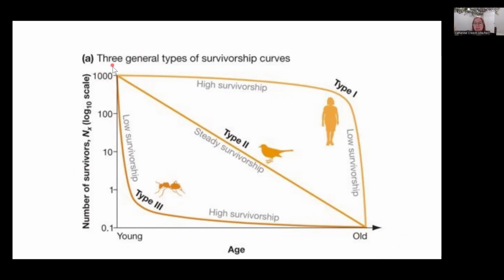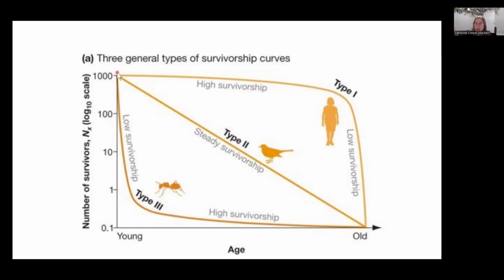A type 1 survivorship has a high survivorship up until older age, and then everyone dies off. This is what humans have. We tend to have really good survivorship up until, on average in America, people are living to like 76, which is really great. It's increasing too. So maybe in the next decade, our average will be up to 80. And then once you get old, your chances of dying really increase and your survivorship decreases.